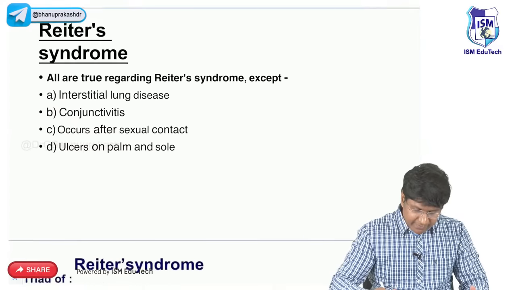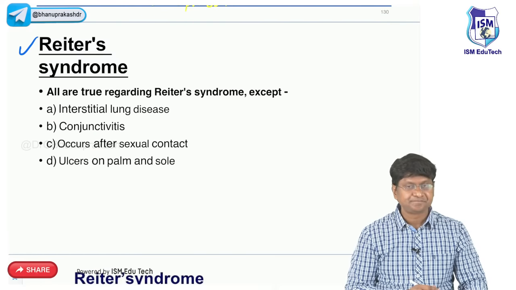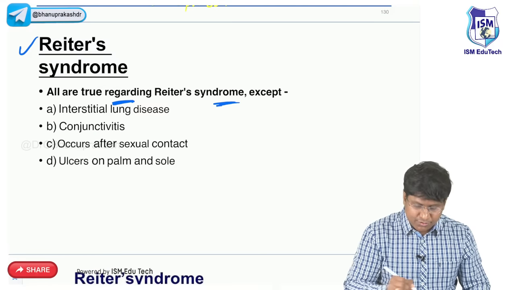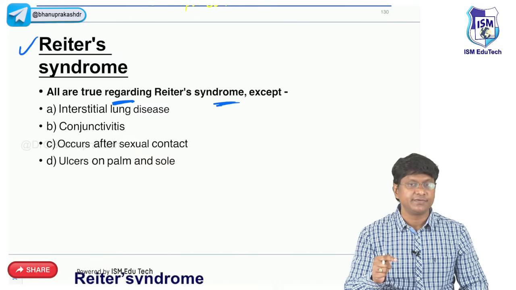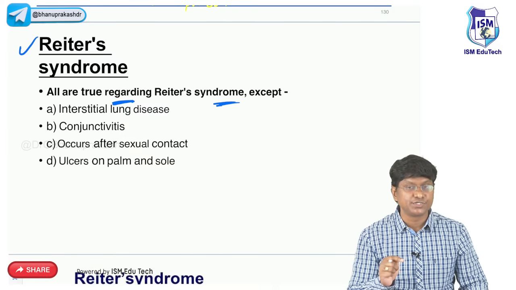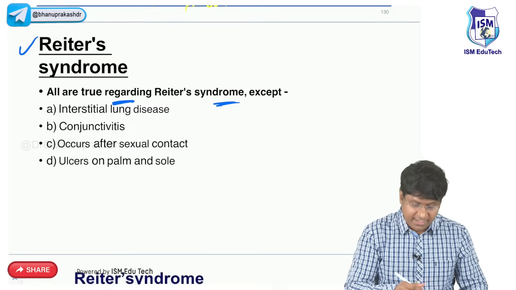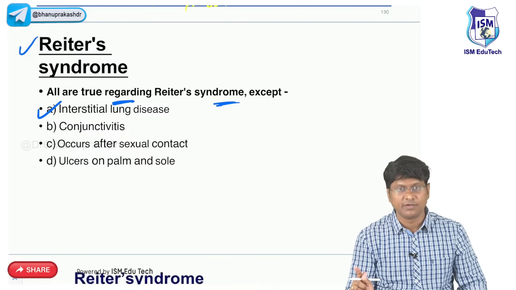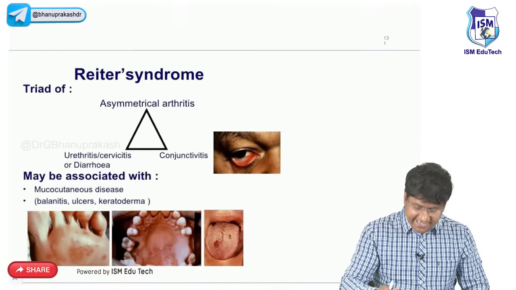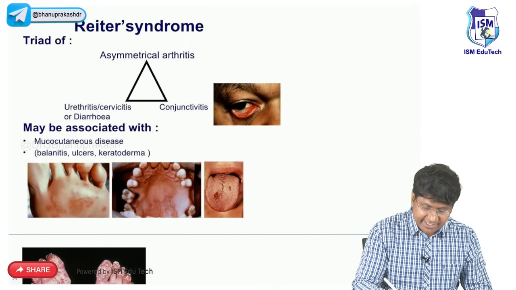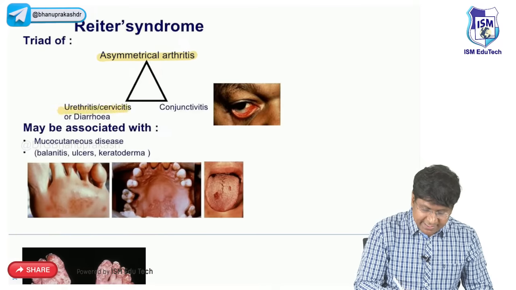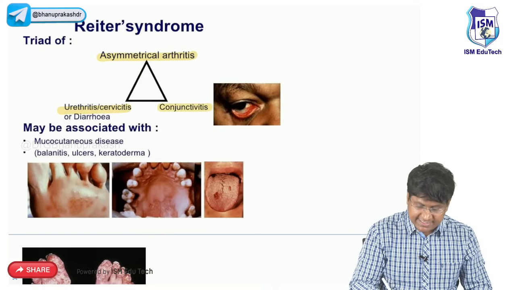Next, followed by that, let me take up the discussion of Reiter's or reactive arthritis. All are true regarding Reiter syndrome except interstitial lung disease, conjunctivitis, occurs after sexual exposure, ulcers on the palm. Remember, in patients with Reiter's or reactive arthritis, you don't have the lung involvement. It is characterized by a triad. What is the triad in Reiter's or reactive arthritis? One is asymmetrical arthritis, then urethritis or cervicitis, and then conjunctivitis.